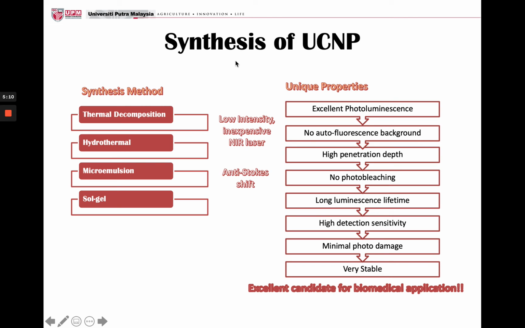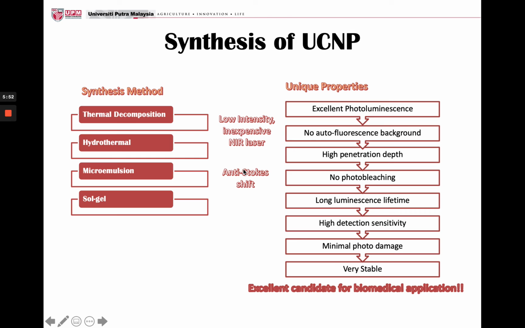Okay, these are the synthesis methods: thermal decomposition, hydrothermal, microemulsion, and sol gel to synthesize the UCNP. And these are the list of unique properties, mainly the excellent photoluminescence, no fluorescence background, high penetration depth, no photobleaching, and so on.